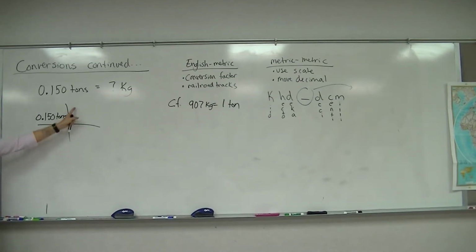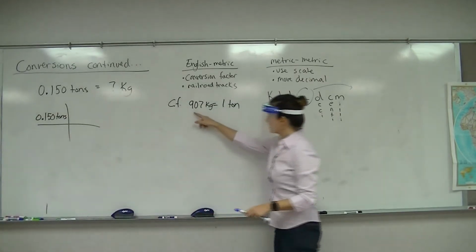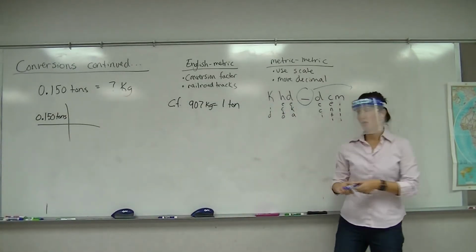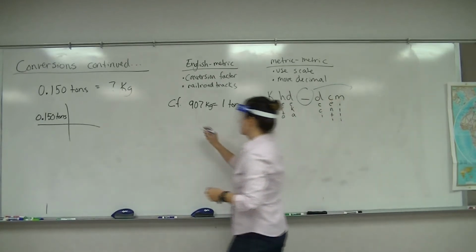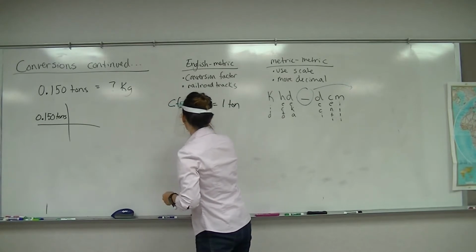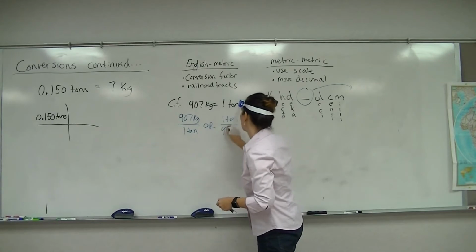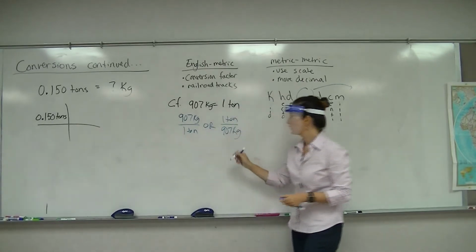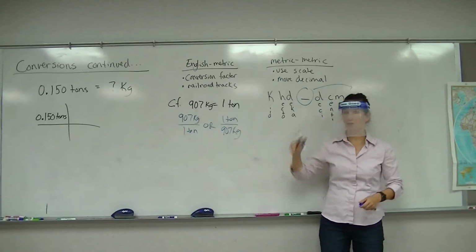Now what's going to go in this empty space is the conversion factor. And conversion factors are separated by an equal sign. That allows us to write it as a fraction in 2 different ways. We can write it with the kilograms on top, or with the tons on top. These mean the same thing, it's just flipped.